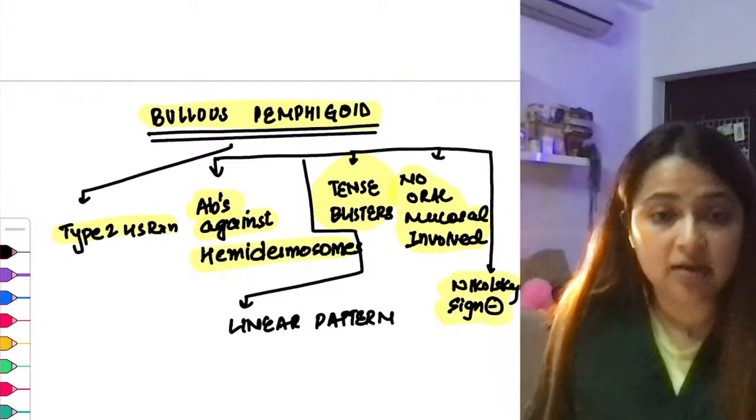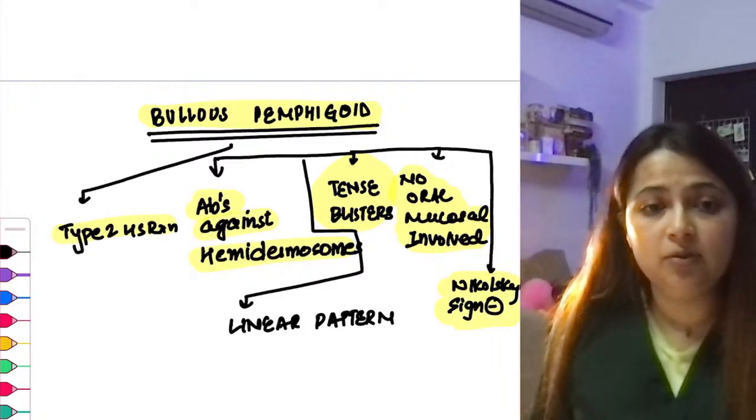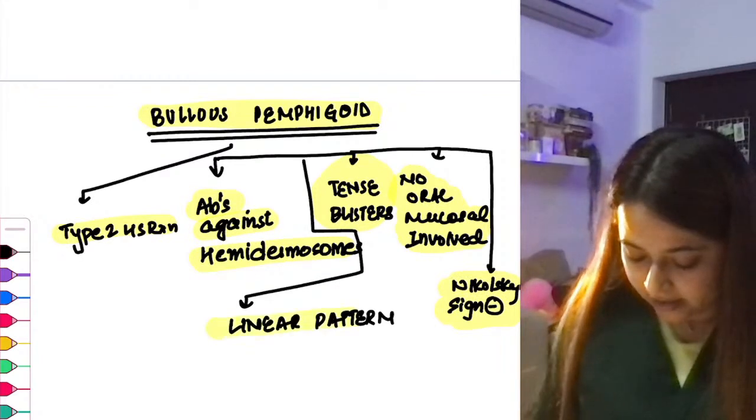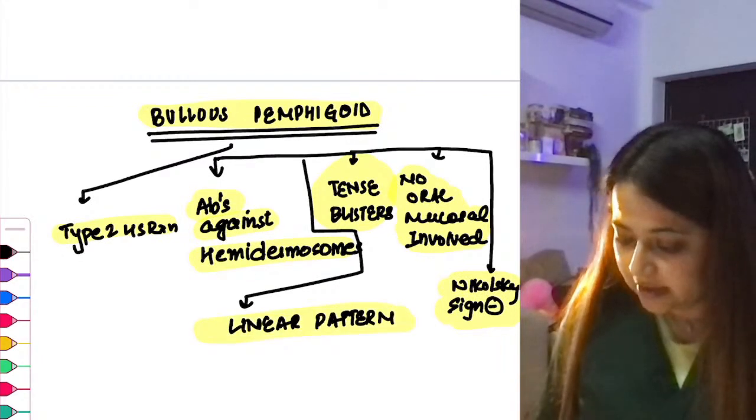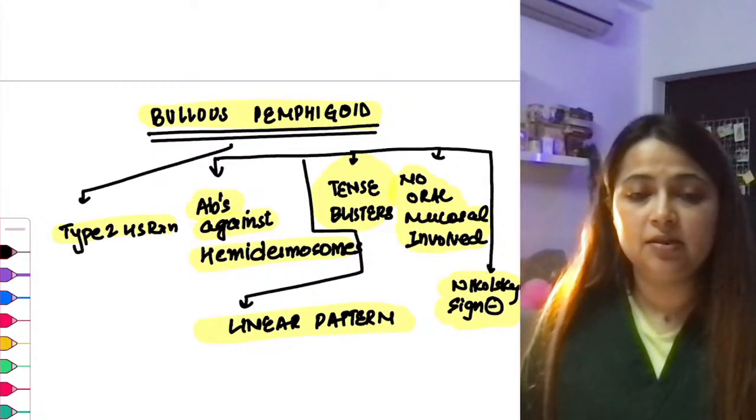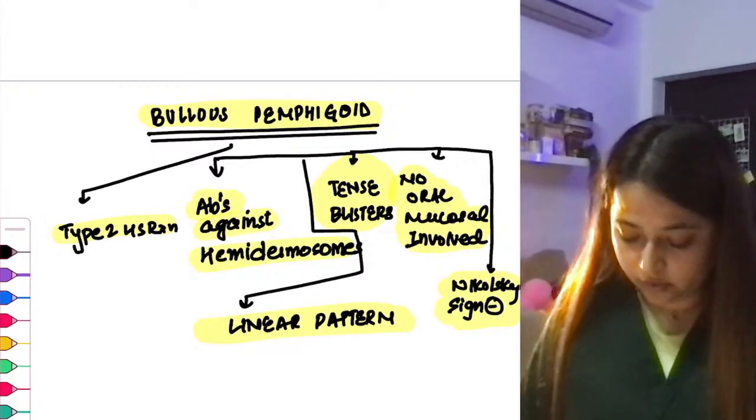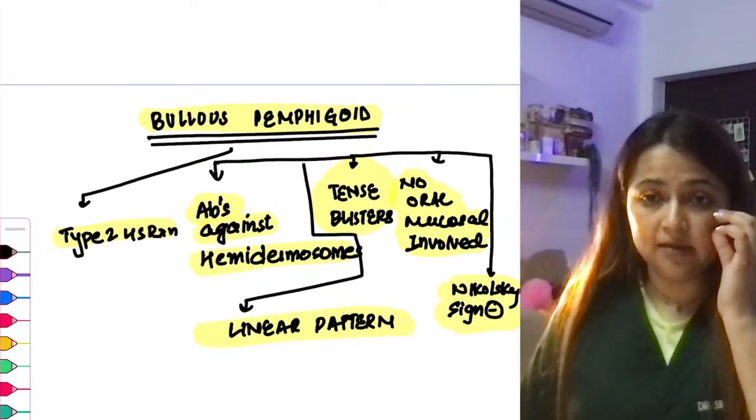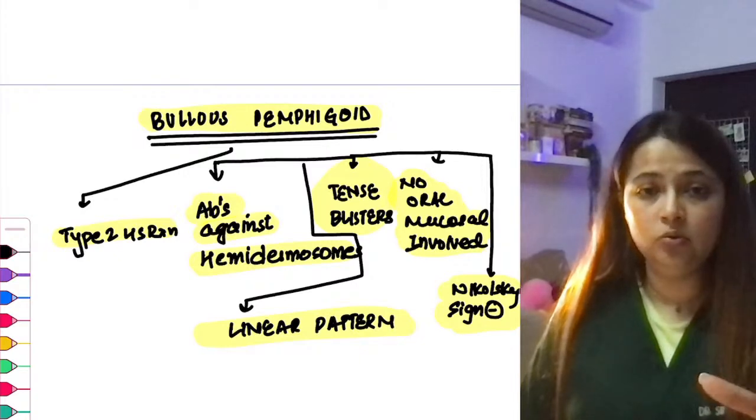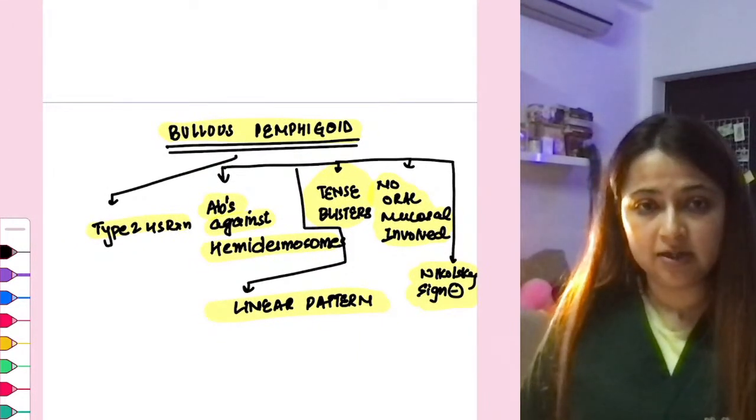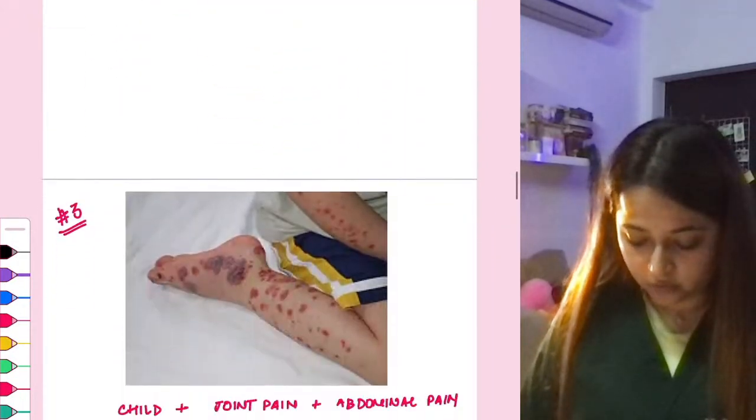Here, Nikolsky sign is negative. All right. In Pemphigus vulgaris, the Nikolsky sign was positive. And the pattern shown on immunofluorescence is the linear pattern, whereas in Pemphigus vulgaris, we were seeing the fishnet or the reticular pattern. Okay. So know these two conditions, guys, very, very important. You could be asked about any difference, or they could trick you. So immunofluorescence pictures and all these keywords should be on your tips regarding these two autoimmune blistering disorders.